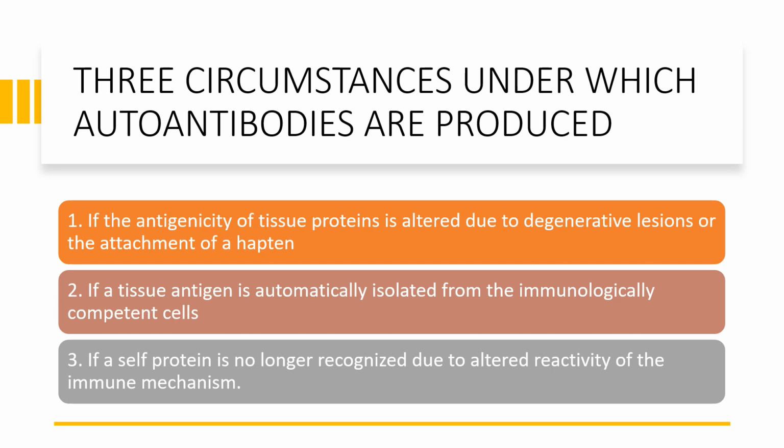Second, if a tissue antigen is anatomically isolated from immunologically competent cells and therefore not recognized as self, the release of this antigen into the tissues following injury or disease results in the formation of autoantibodies. And lastly, if a self-protein is no longer recognized due to altered reactivity of the immune mechanisms. This last condition is known to occur in cases of lymphocytic leukemia. In cases such as this, autohemolysins are sometimes produced, giving rise to a hemolytic anemia.